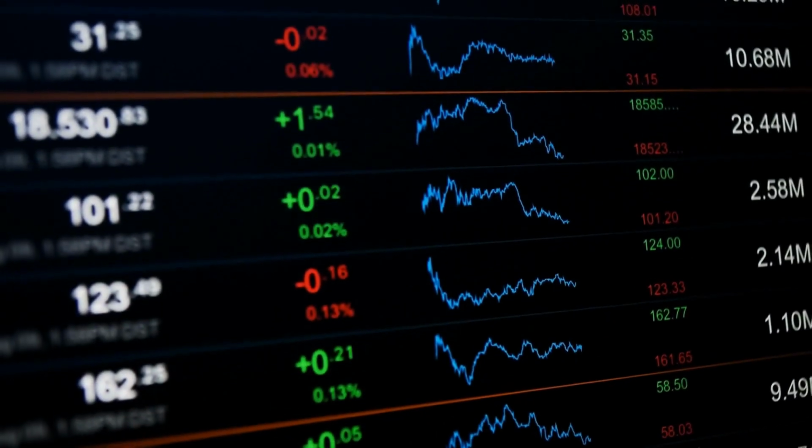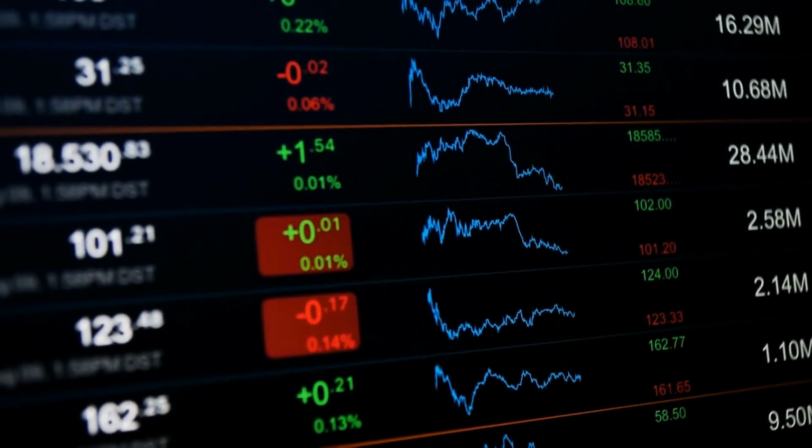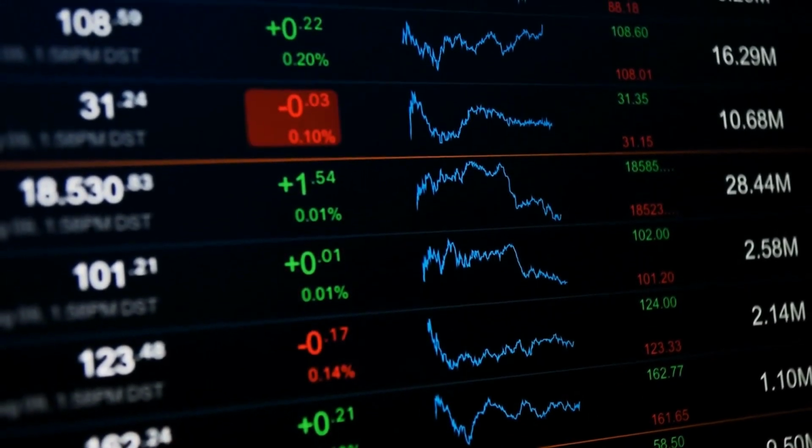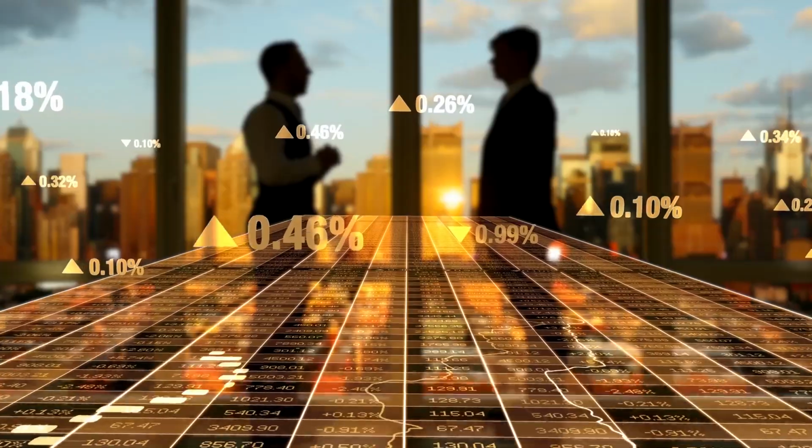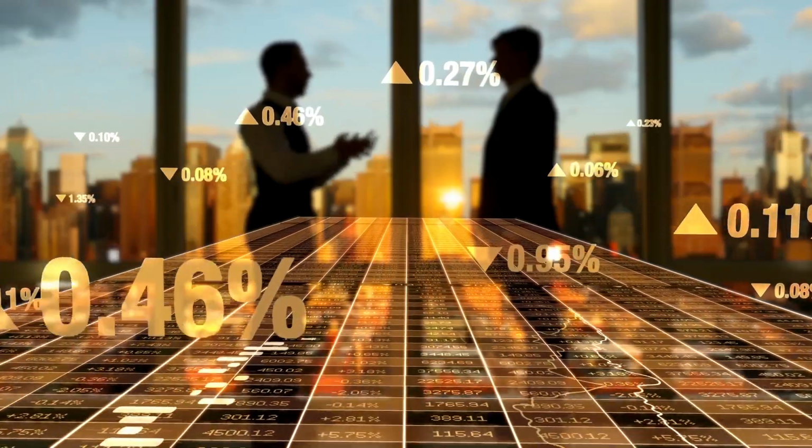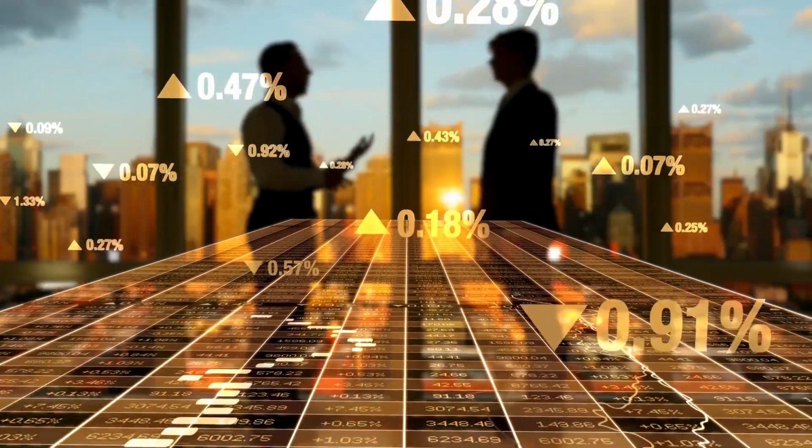From political factors, economic factors, social factors, technological factors, legal factors, to environmental factors, the PESTLE analysis comprises each of these factors.